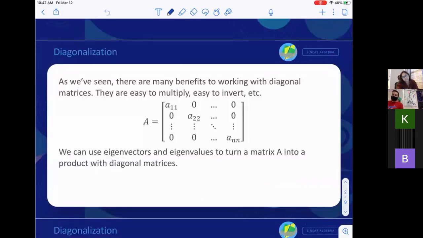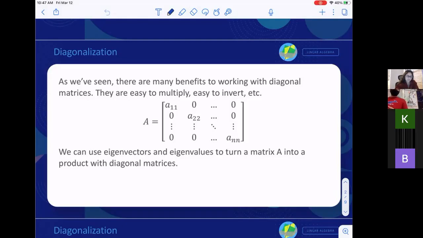So with diagonalizing a matrix, we're essentially going to factor it into a set of matrices where one of them is a diagonal matrix. A diagonal matrix being a matrix where any non-zeros are on the main diagonal, and everything else is 0.